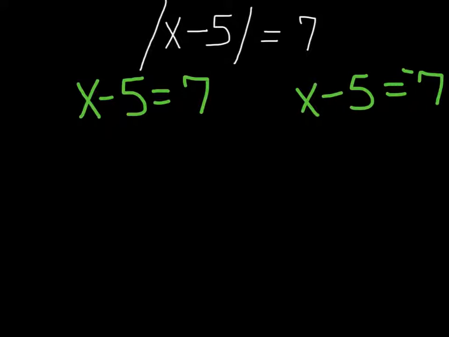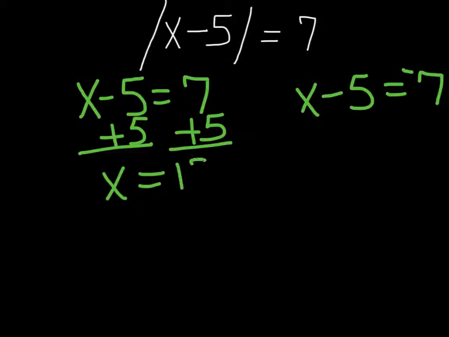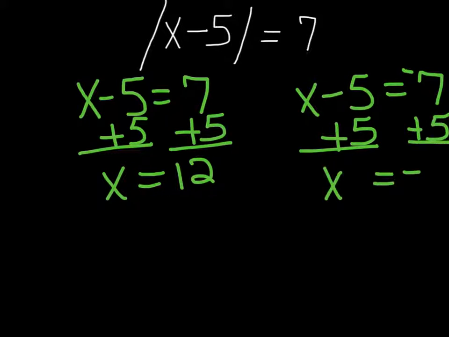Okay, now we're just going to solve it like a regular equation. So to solve x minus 5 equals 7, we would add 5 to the left, so we add 5 to the right. So we get that x can equal 12. Okay, if we solve the second equation, x minus 5 equals negative 7, again, to solve this, we would add 5 to the left side, so we add 5 to the right side. And we get that x equals negative 2.